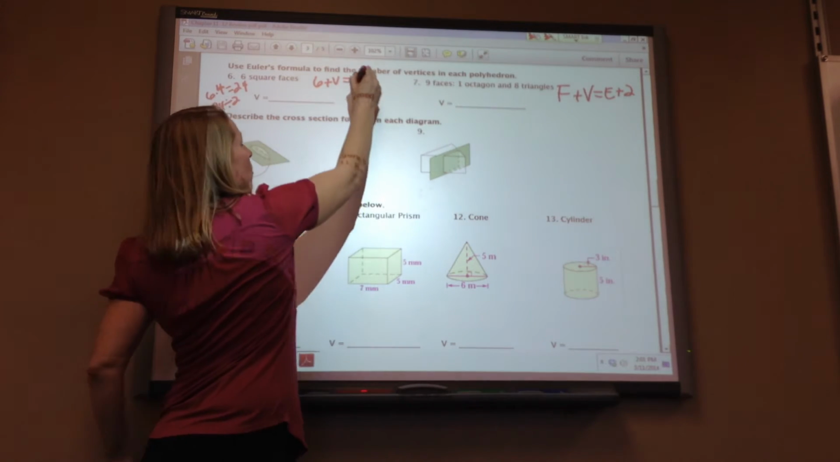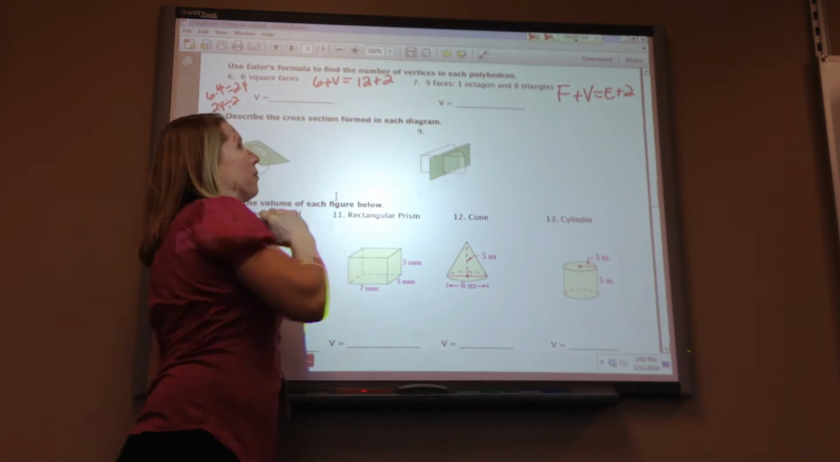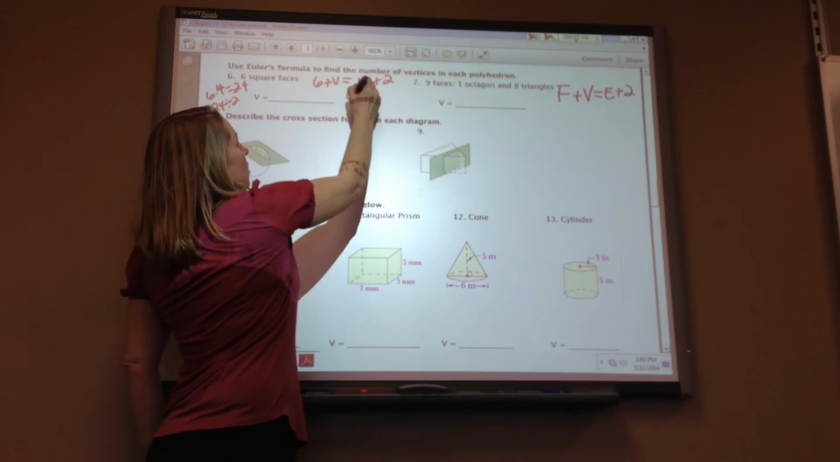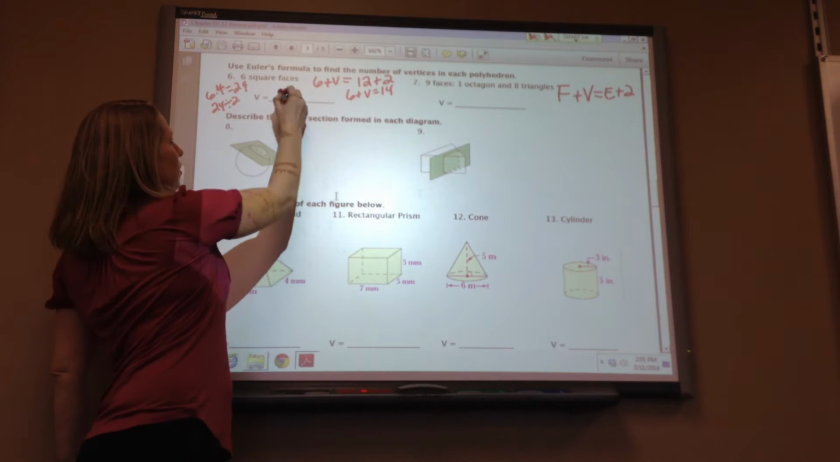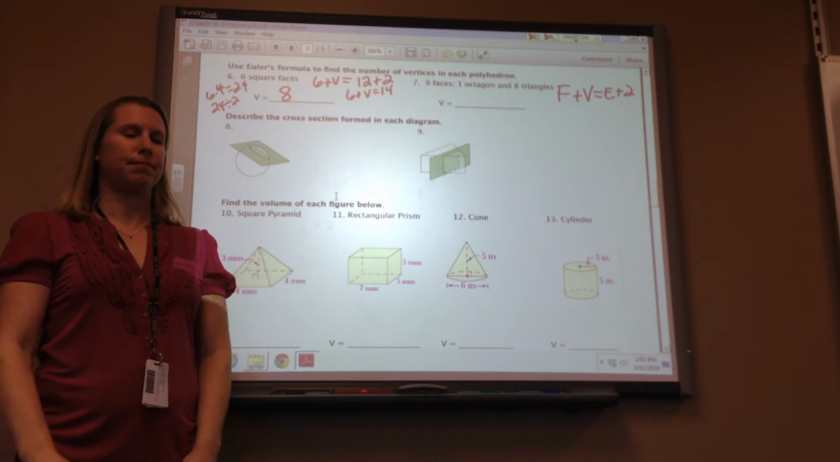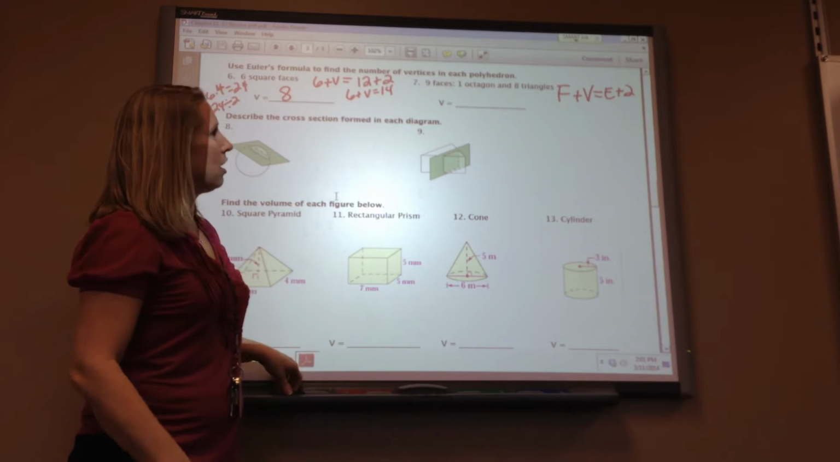So then I'm going to put equals 12 plus 2. So 6 plus v equals 14, minus 6 on both sides. The vertices would be 8. Okay, here's another one.